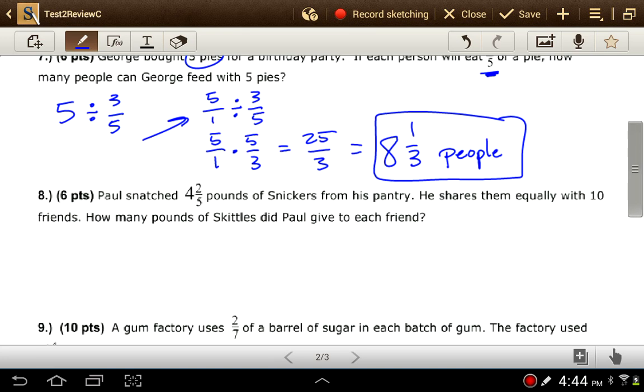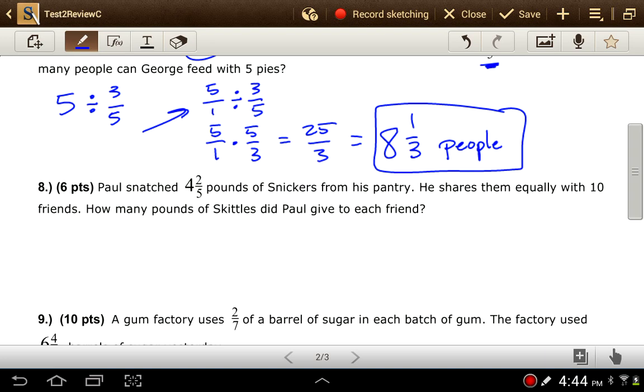Okay, number 8. Paul took that much Snickers. Okay, oops, that should be Snickers. So I'm going to do 4 2/5, and I'm going to divide it among my 10 friends. So 4 2/5 divided by 10. My total amount that I have, this is my total amount, divided by my groupings. How many in my group? There's 10 in my group. Turn that into an improper fraction. That's going to be 22 over 5. 5 times 4 is 20, plus 2 is 22, divided by 10 over 1.